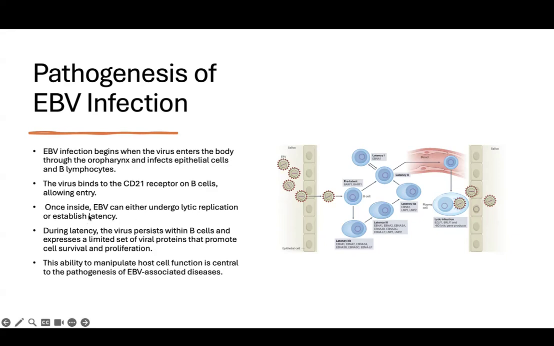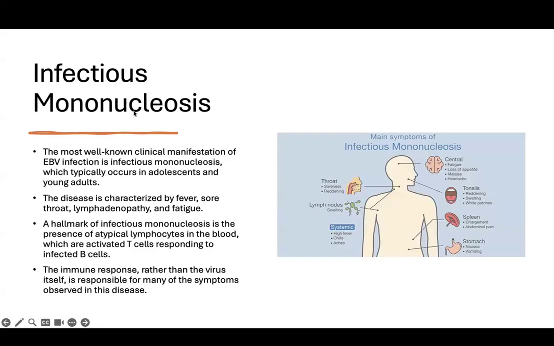So the first time you get infected with it, you have the disease called infectious mononucleosis. Very common. Again, I think 60 to 70% of the population is infected with EBV. The first time you get infected, you have mononucleosis. It literally is similar to what you get in a cold. You have fever, a sore throat, lymphadenopathy, which is literally when your lymph nodes get swollen, and fatigue.